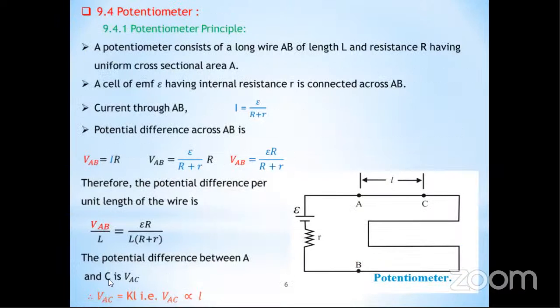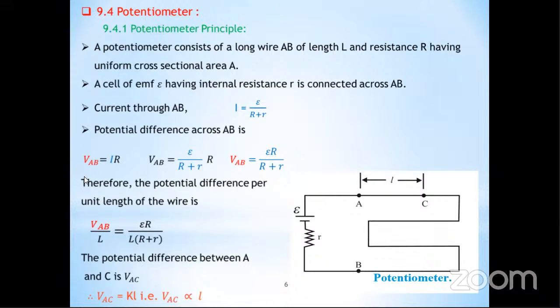That means, once again see what is the principle of the potentiometer. The potential drop between 2 points of the wire is directly proportional to the length between those 2 points. Once again I repeat, what is the principle of the potentiometer? The potential difference across the 2 points is directly proportional to the length between those 2 points. म्हणजे दोन पॉइंट मधला जो काही पोटेन्शियल डिफरन्स आहे हा त्याच्या लेंथच्या कसा असतो, डायरेक्टली प्रोपोर्शनल असतो. That is, VAC directly proportional to the small l.